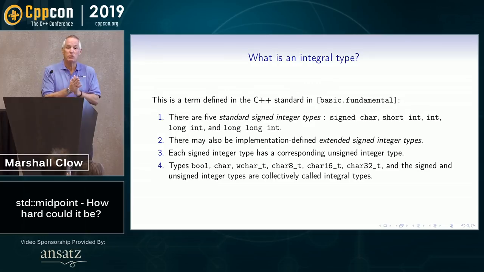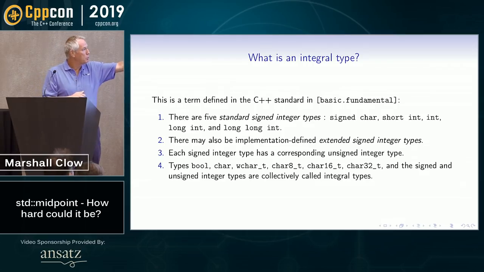I'm going to talk about what is an integral type, because there has been some confusion about this. If you go read the standard, which I don't recommend, but if you're really curious, you can. There are 5 integral types that the standard defines, and they're listed there. There are also implementation-defined extended integer types, okay? And those are ones that you get from your implementation. And then there's also bool, char, wchar_t, and so on, which are integral types as well.